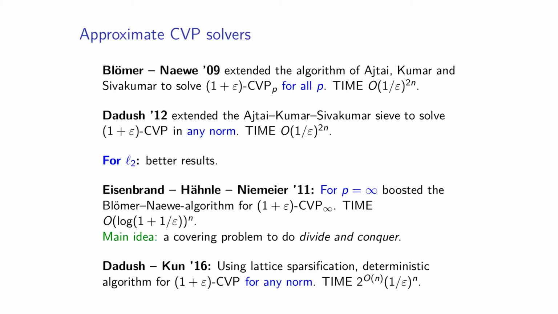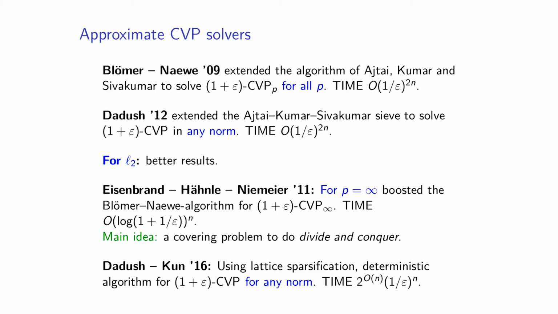Let me mention another paper by Eisenbrand, Hähnle, and Niemeier, where they consider the L infinity norm specifically, and they used the Blömer and Naewe algorithm and boosted it and got a much faster algorithm. Of course it's a very special case. It's not L_p in general, but it's L infinity. So the unit ball is the box in R^n. But now we have (log 1/epsilon)^n as a running time.